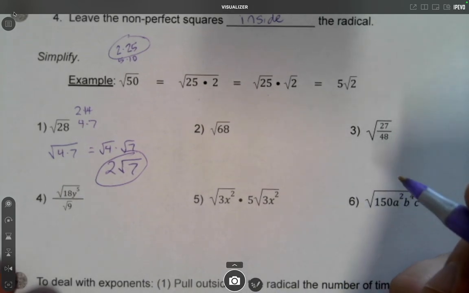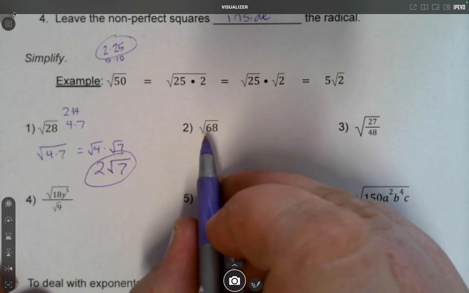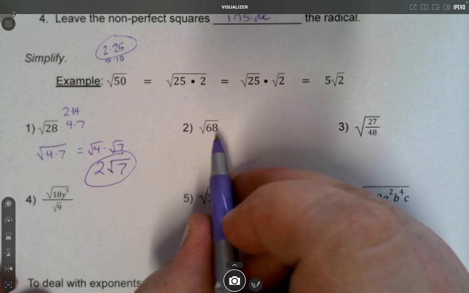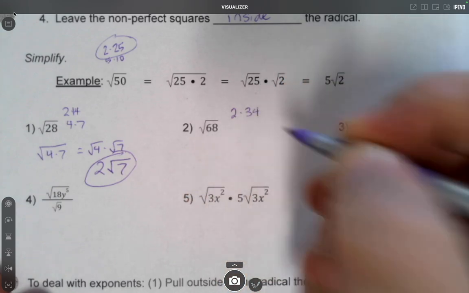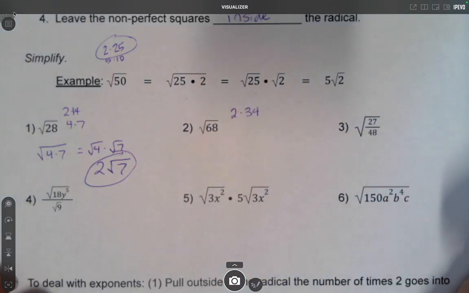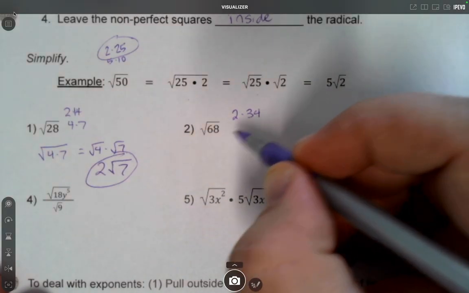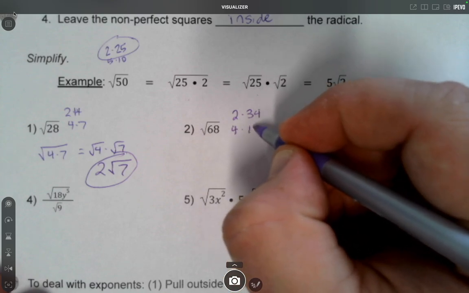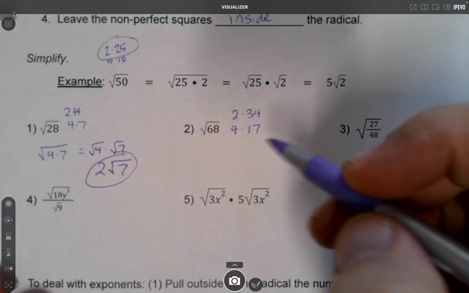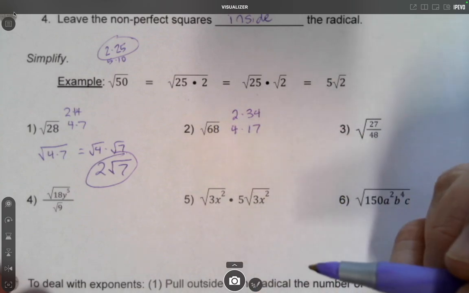Okay, number 2, the square root of 68. Okay, 68. That's divisible by 2, so let's see, 2 and 34. Neither of those are perfect squares. Okay, 34 is also divisible by 2, so that must mean we can put 4 in here. So 4 would go into 68 17 times. And you can guess and check these in your calculator. If you can, off the top of your head, think of ones for things like 68.